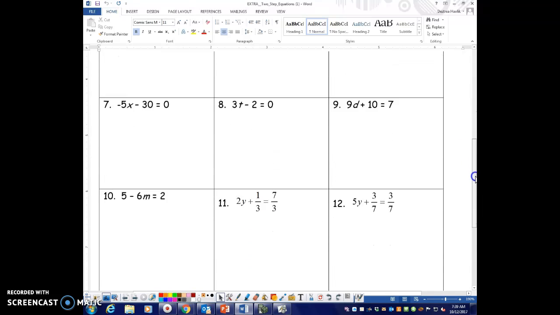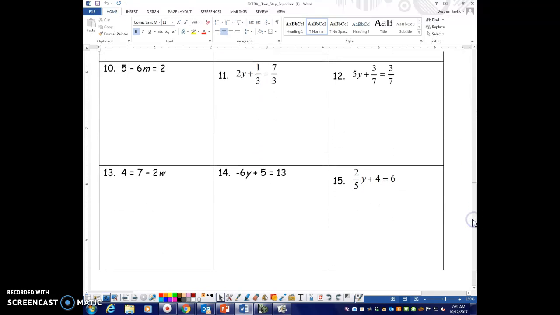Okay, so now we're going to go down to number 10. Okay, number 10. What's the first step we need to do here? Subtract 5. Very good. Remember, we're trying to get m by itself, so get rid of this number first. Subtract the 5. What you do to one side, you do to the other. This cancels. What are we left with on this side? Negative 6m. Don't forget your negative. 2 minus 5 is? Negative 3. So now what do we need to do?